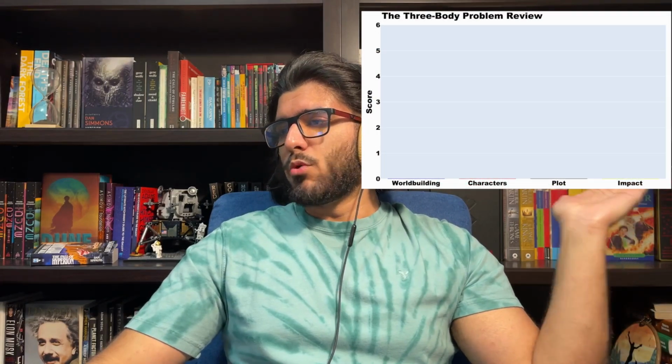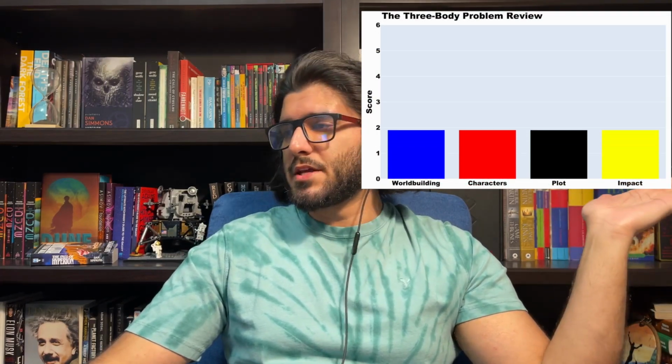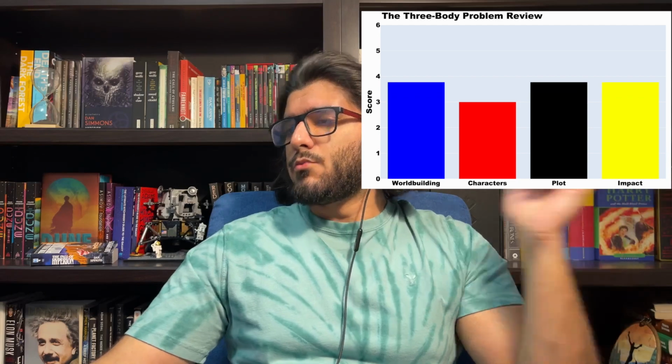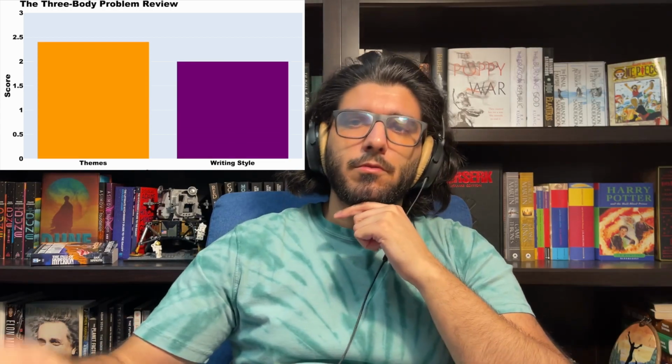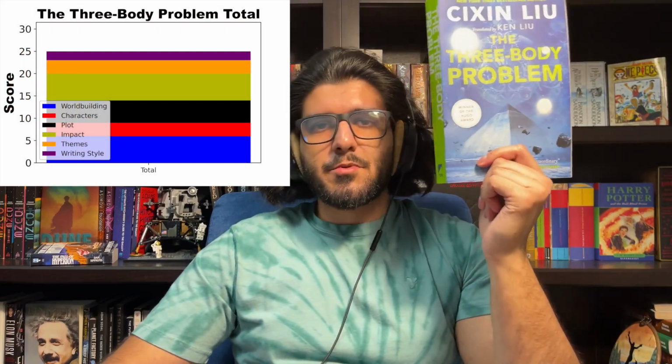Okay, so with all that being said, a visualization of the scores I will give here. So we have the world building, plot, characters, impact here. And then we have the themes and writing style here. And finally, the total for The Three Body Problem is shown here. So a 25 out of 30, an excellent book.